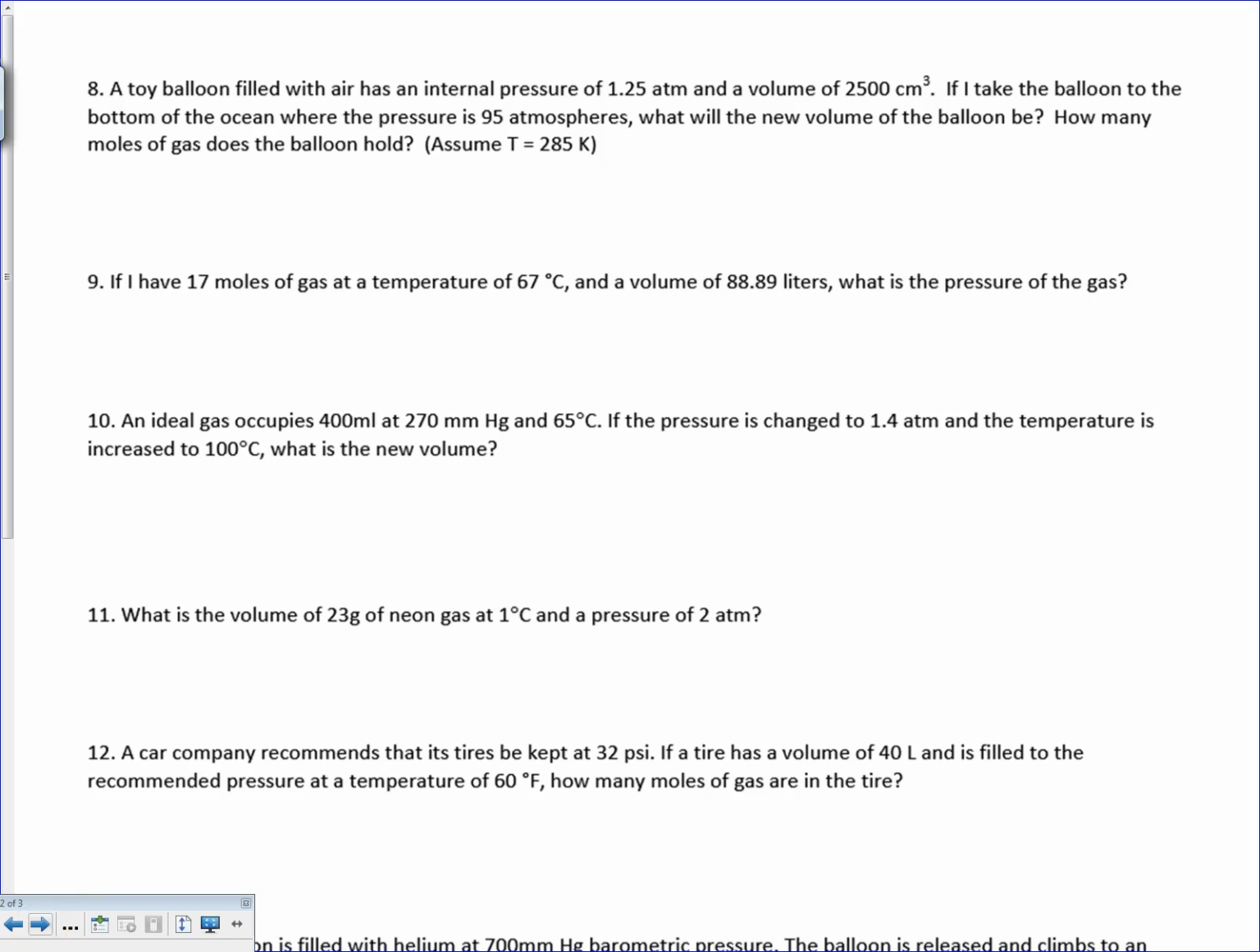All right, going on to the back here. This first one is actually sort of a two-parter, so if it seems confusing to you, it's because it kind of comes in two parts. So we've got a balloon. It says it's filled with air.